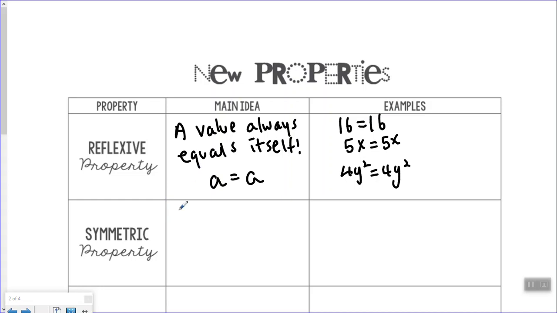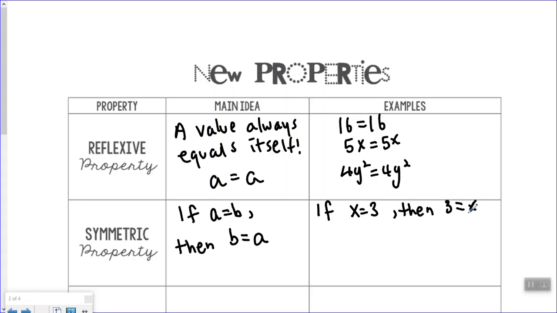Symmetric property, think of symmetry. If a equals b, then b equals a. So a equals b, b equals a. So example, if x equals 3, then 3 equals x. If 5x equals 30, then 30 equals 5x. Okay? So symmetry, think of symmetry.